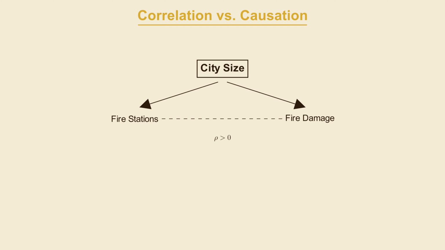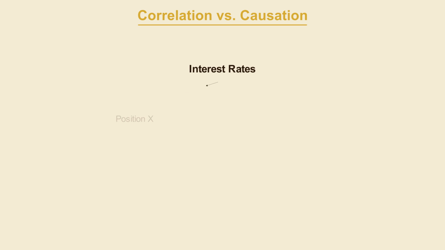Large cities have more fire stations because they need them. Large cities also experience more fire damage because there is simply more to burn. Both the fire stations and fire damage are driven by some underlying factor, and neither one of them is causing the other. That's what's called a spurious correlation, or more precisely, a case where a common cause produces a correlation between two outcomes that have no direct causal link.